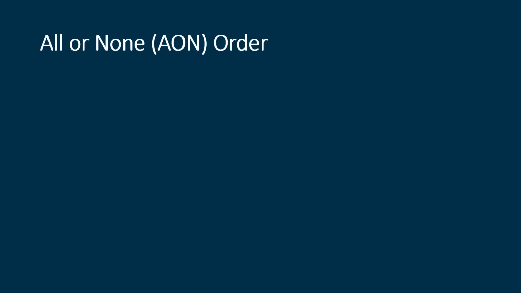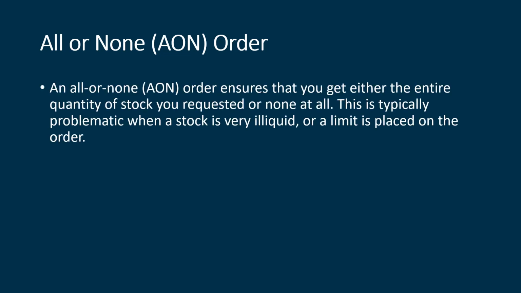We also have different types of all or none, AON orders. All or none orders ensure that you get either the entire quantity of stock, or this is what we use a lot with options. If you're using multiple options at the same time, you want all of them filled or you want none of them filled. So either it all happens or none of it happens.